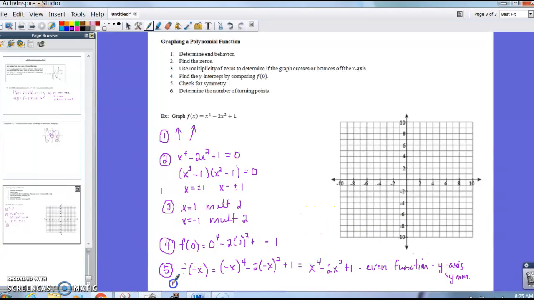And then number 6, I'm going to squeeze this in down here, determine the number of turning points. Because this is a 4th degree polynomial, at most I could have 3 turning points. Now that doesn't guarantee that I absolutely have 3. I just know I can't have more than 3. Okay, so that's basically everything I need to sketch a graph.